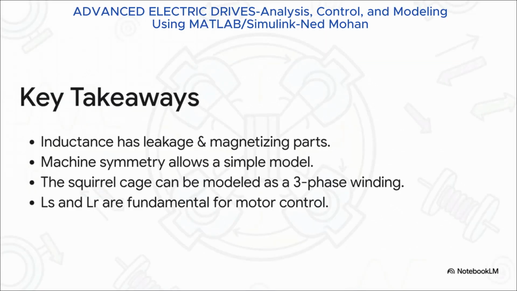Okay, let's pull it all together. We started by splitting inductance into two pieces, the bad leakage flux and the good magnetizing flux. We used the machine's perfect physical symmetry to create a simple, elegant model. And we made that brilliant conceptual leap of modeling the complex rotor as a simple winding. And what's the result? These two elegant equations for LS and LR. Now they might look simple, but they are the absolute foundation upon which all modern, high-performance motor control is built.